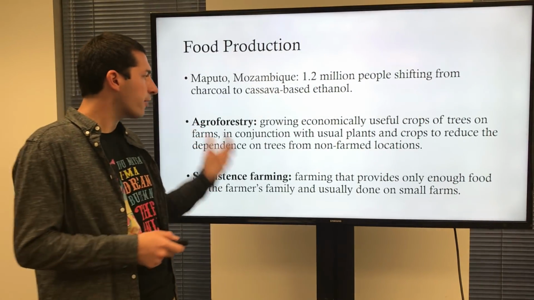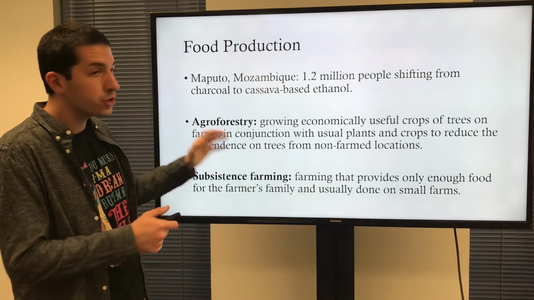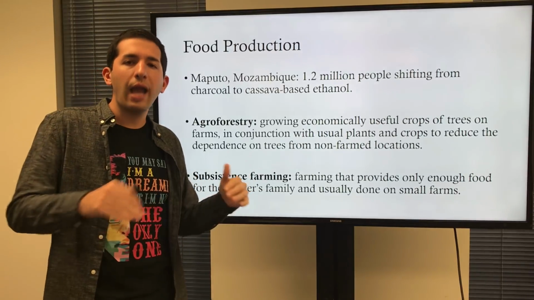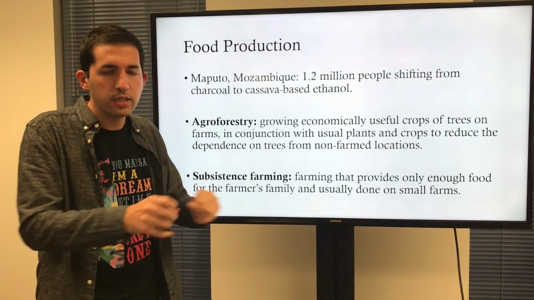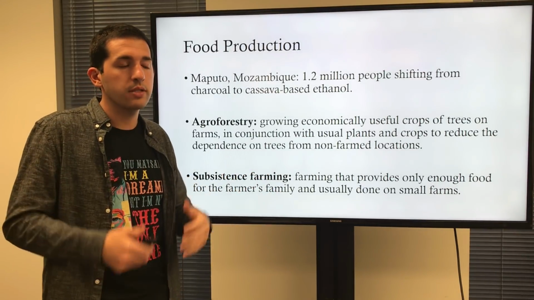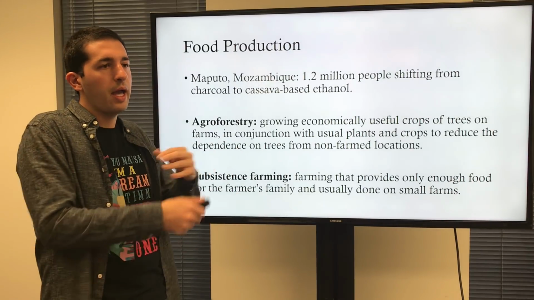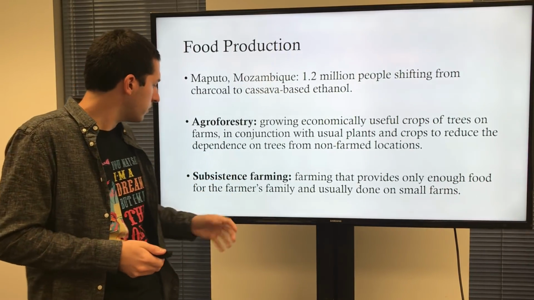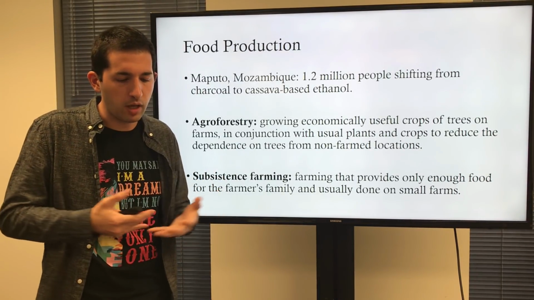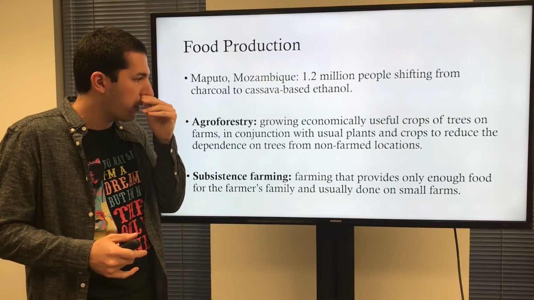And also this shift for agroforestry. Economically useful crops of trees are intertwined and used in conjunction with the usual cash crops that have been growing there. So you're implementing some trees that are good for the environment, just simply because they're trees and they do good for the environment, intermixing some crops and having a little bit of the best of both worlds, if you will. Subsistence farming is still farming more for private use, for that of the home and the family and the farm itself.